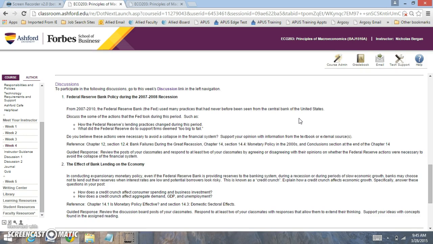Now, do you believe these actions were necessary to avoid a collapse in the financial system? So if the Fed did not take action, how would that have influenced our economy? Would it have actually created a depression or not? And that's something you want to focus on, because when you look at that depressionary state, that'll create a lot of challenges for our economy. We have to evaluate.